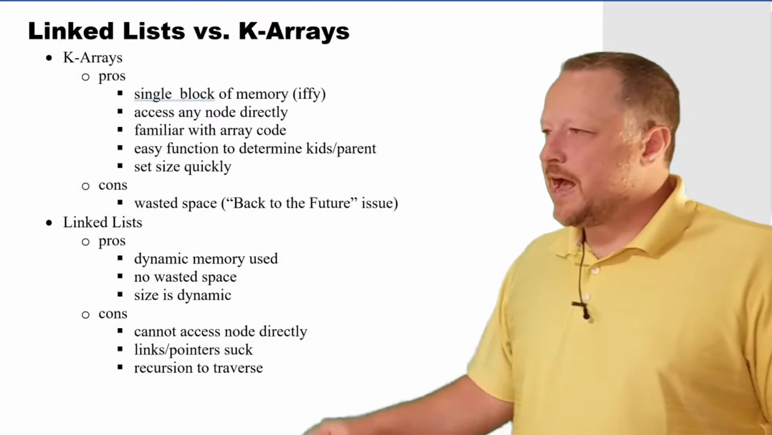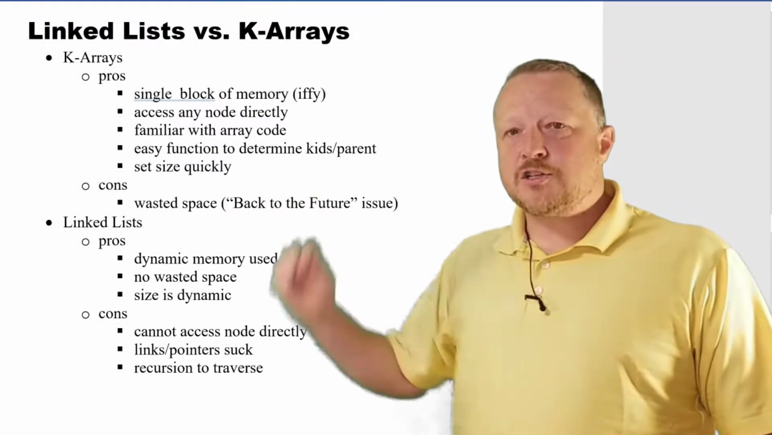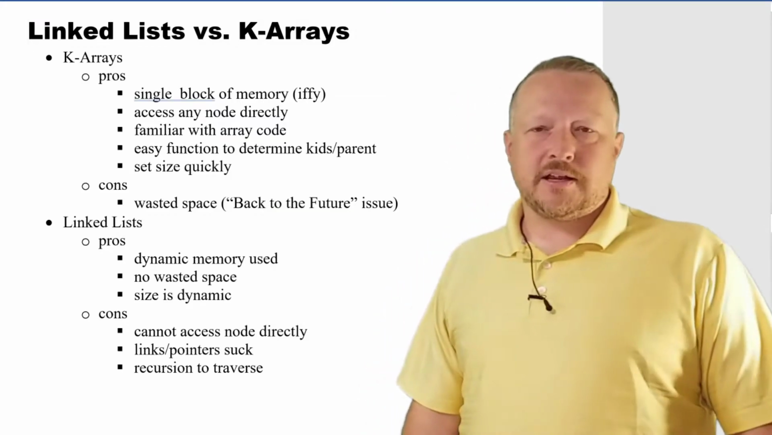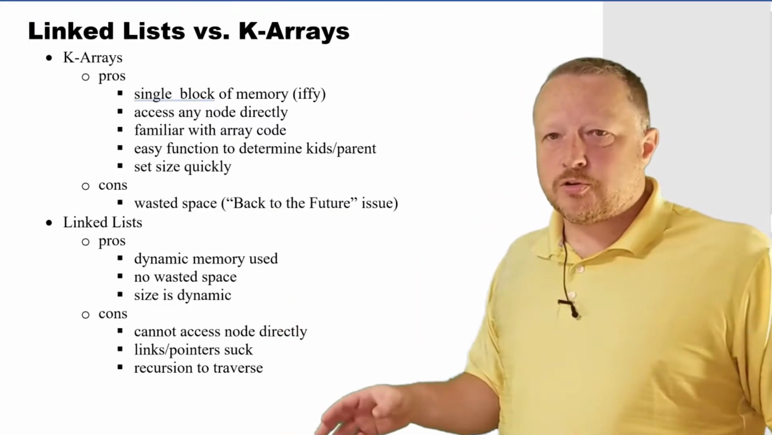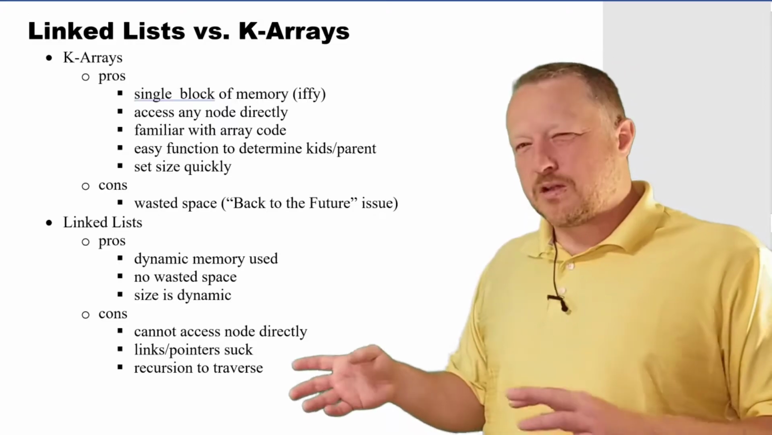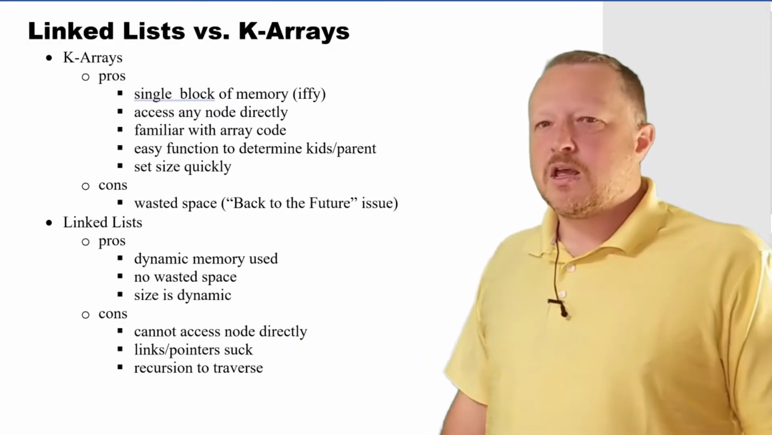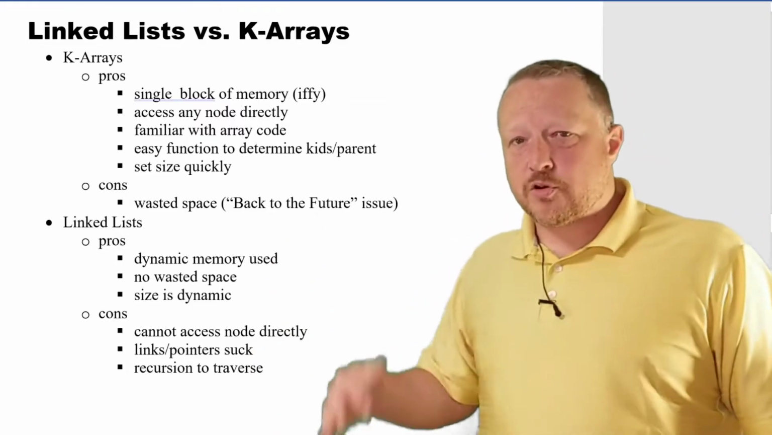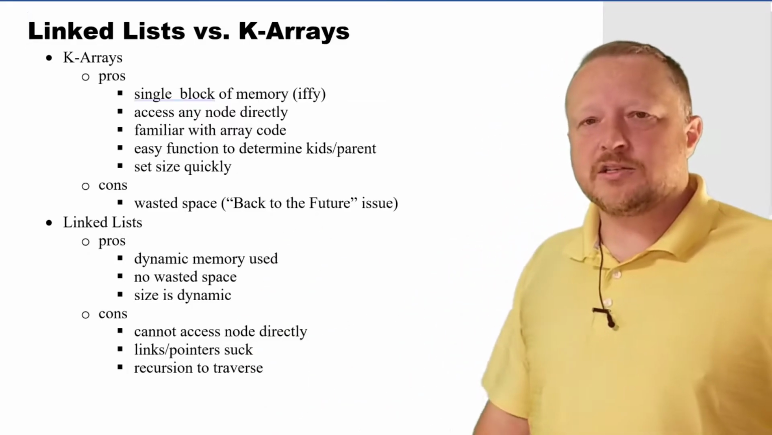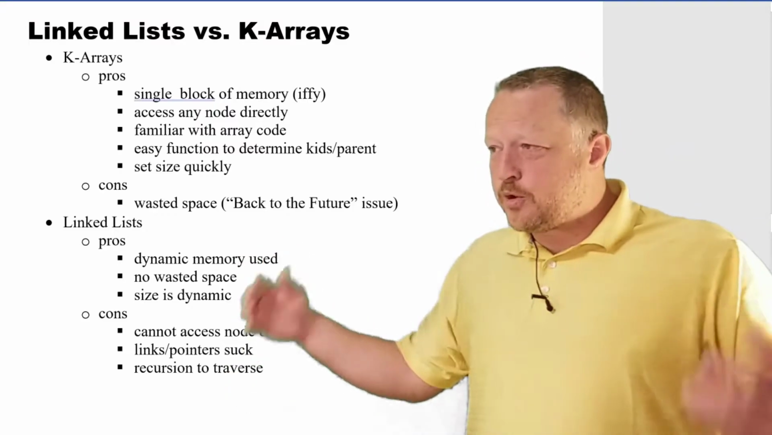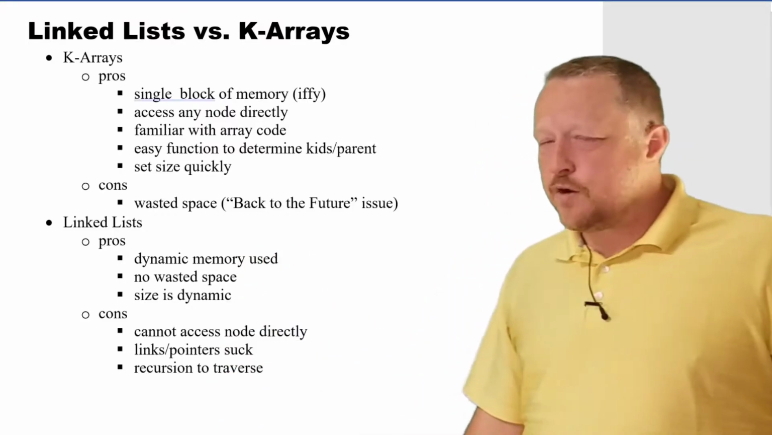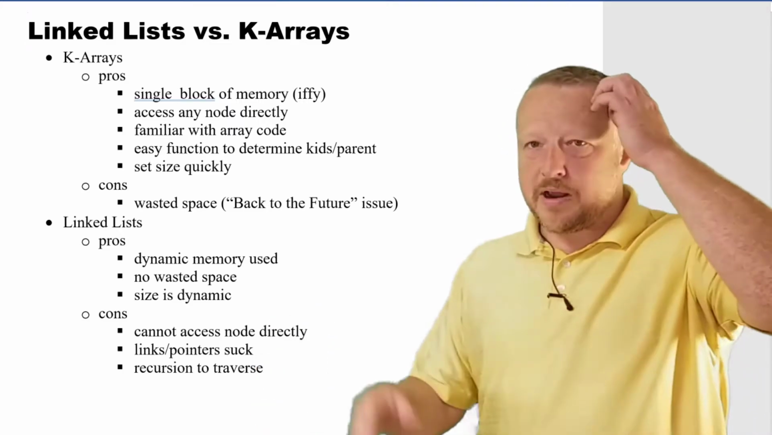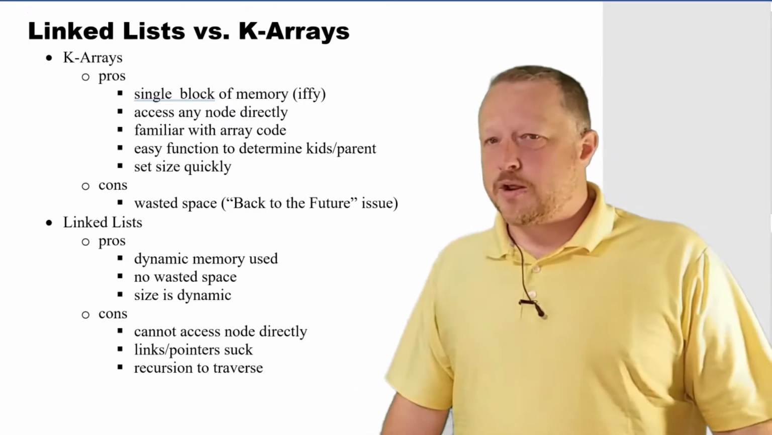So just to recap, there's pros and cons to both the K-ary arrays and the linked lists. In the K-ary arrays, the pros are it's a single block of memory, which is kind of iffy depending on things. You can access any node directly, which is kind of nice instead of having to traverse through a tree like a linked list. Very familiar with array code.